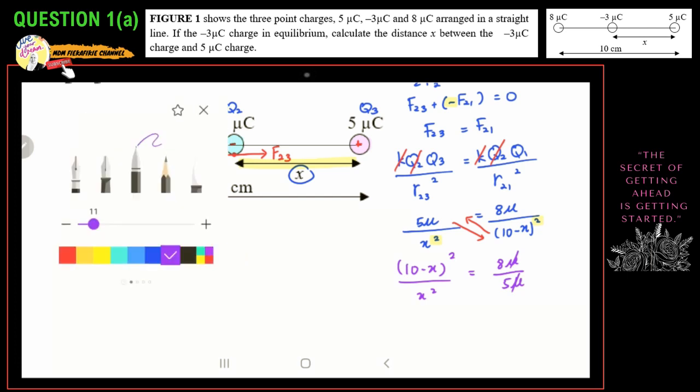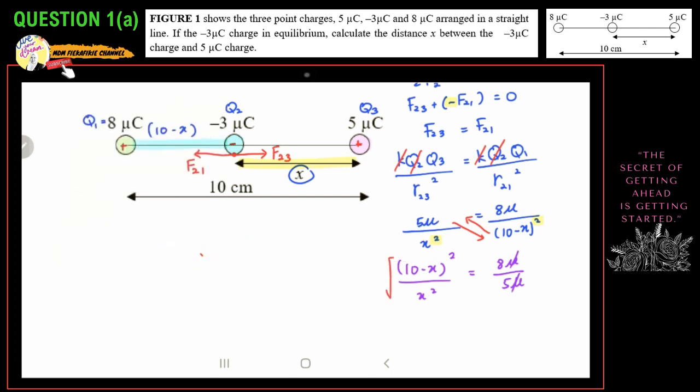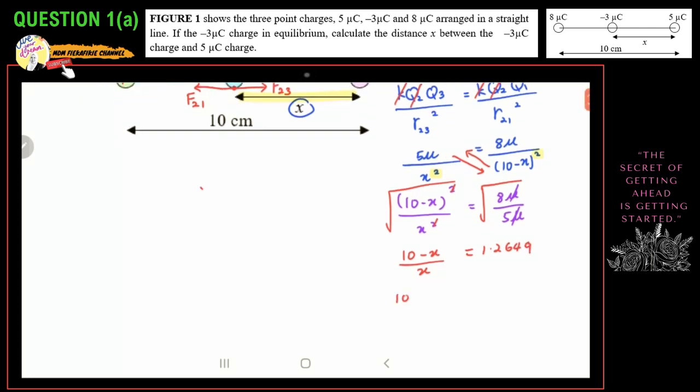And then, let's take square root for both sides. Okay, so dia akan jadi, so cancel squared. Alright. So, (10 minus x) over x now, and square root of 8 over 5. Okay. So, it's equal to 1.2649. Alright. Therefore, 10 minus x is equal to 1.2649x. Okay. And it's equal to, ini saya sambung kat sebelah ni, kosong kan.